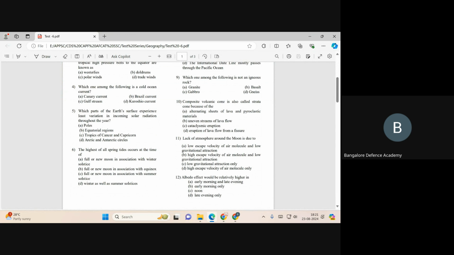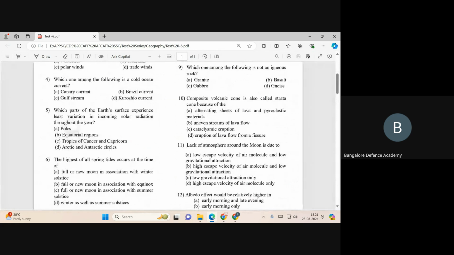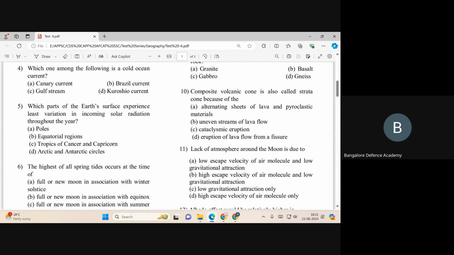You answer this fifth question. First, do you understand the question or not? They are asking where the variation in incoming solar radiation will be least. How many of you think option A is correct? A lot of people are saying poles. Okay, these are the poles.